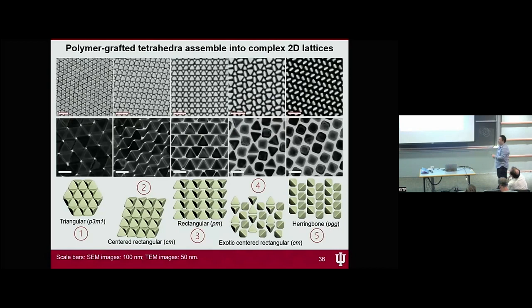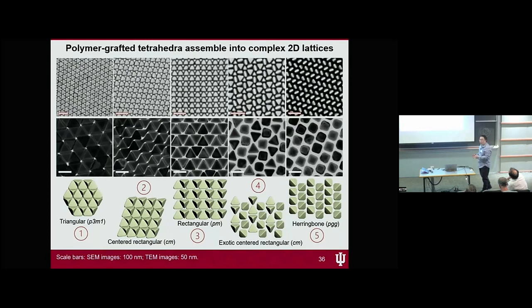And I want to focus your attention on the trend here. Going from 1 to 3, the tetrahedral orientation remains the same. Basically there's face up and tip up, but there's only lateral distortion as you make the system softer.